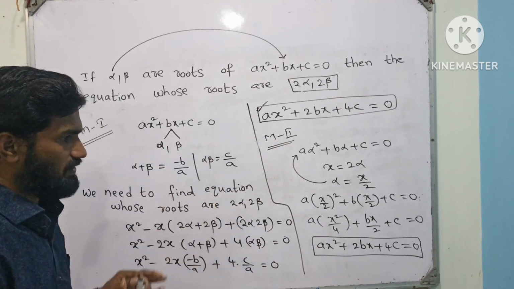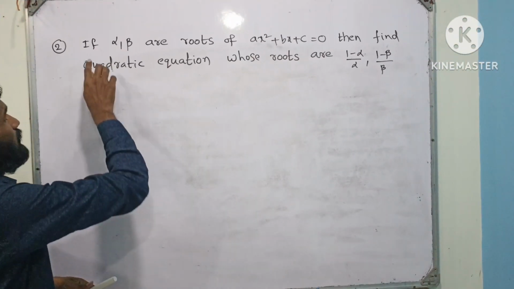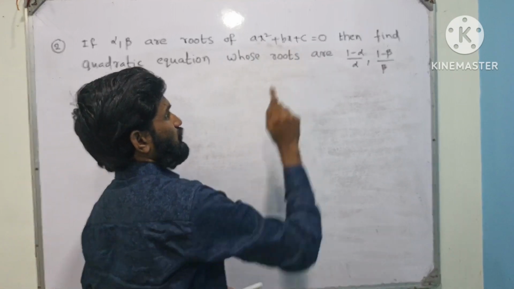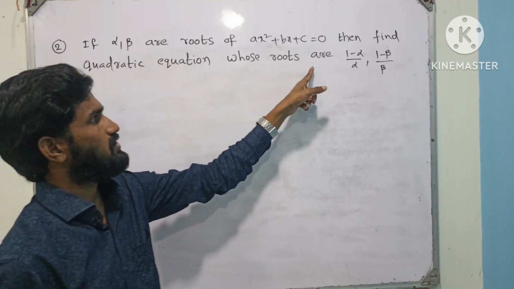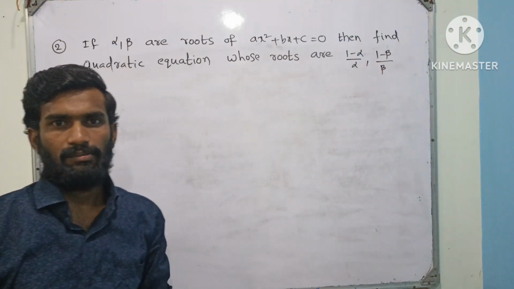Okay, once observe this one, we'll solve the next problem. This is problem number 2. If alpha comma beta are the roots of ax square plus bx plus c equal to 0, then find the quadratic equation whose roots are 1 minus alpha by alpha comma 1 minus beta by beta.